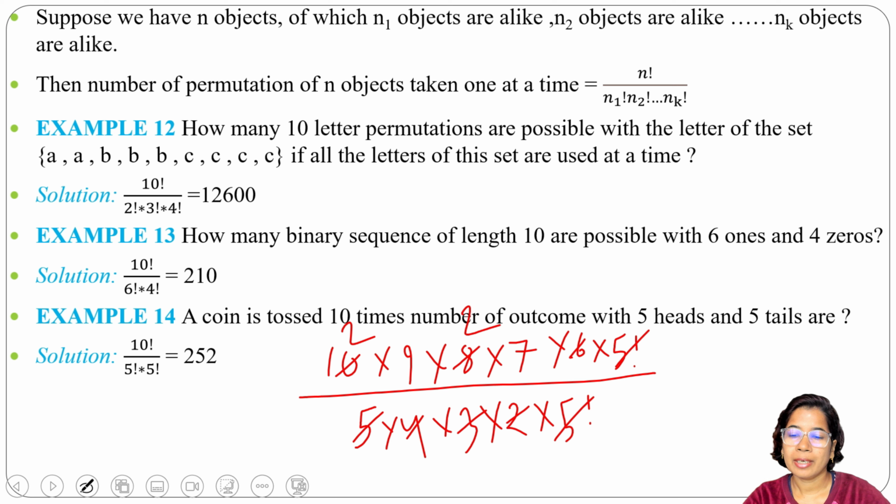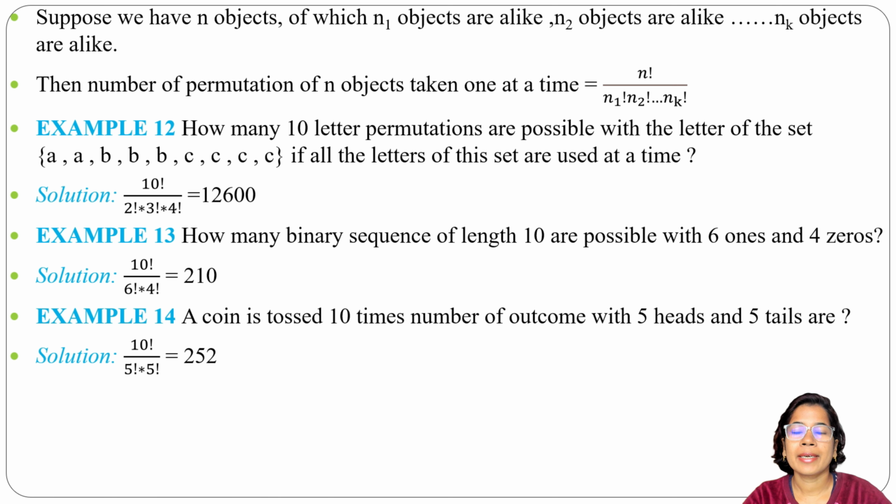So it's 252. In today's lecture, I discussed different types of permutation like circular permutation, permutation with repetition and similar types of permutations. In the next lecture, I will discuss combinations.